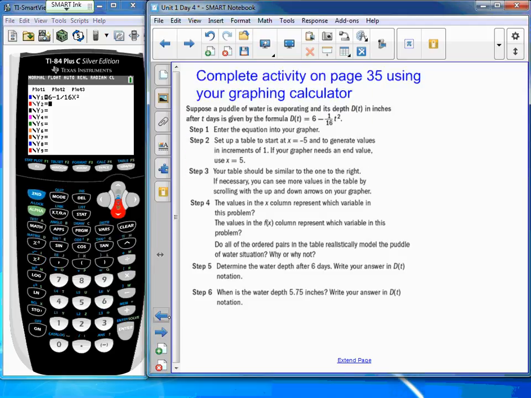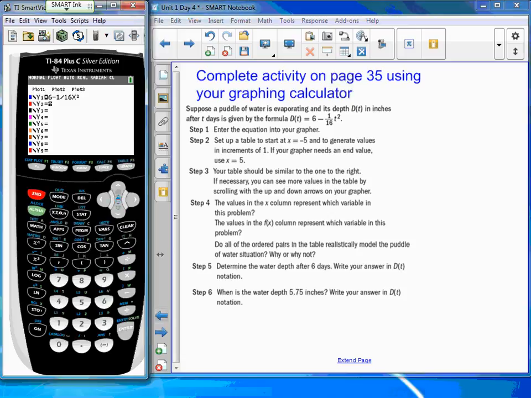Now we're going to follow the prompts. We're going to set up a table to start at x equals -5 and generate x values in increments of 1. We're going to use our table set to do that. Everyone carefully listen. We're going to go to table set, which is second window, the second button on my top toolbar. That'll bring up my table set.